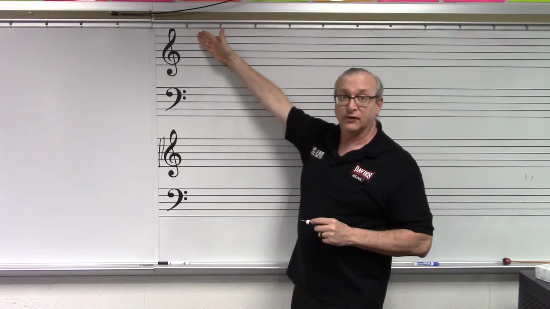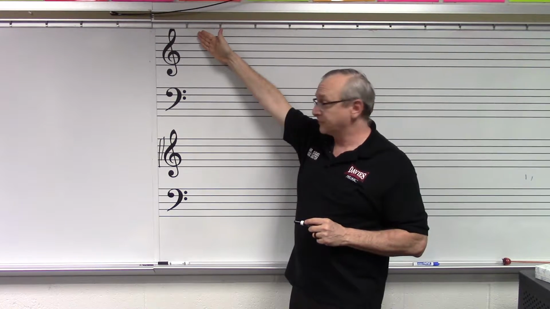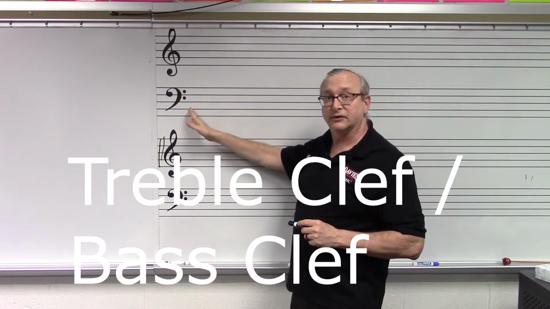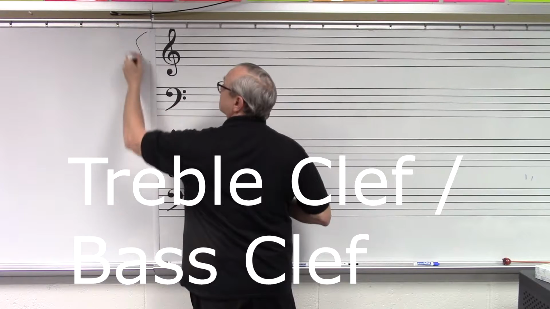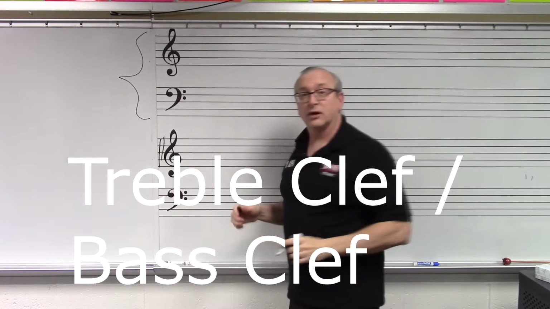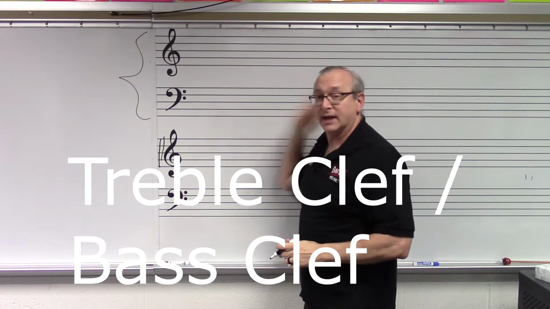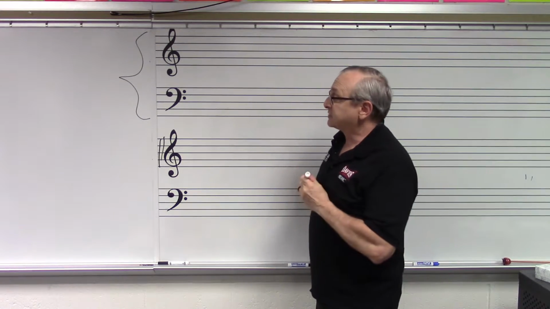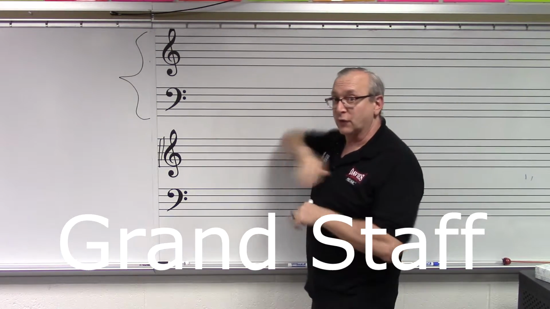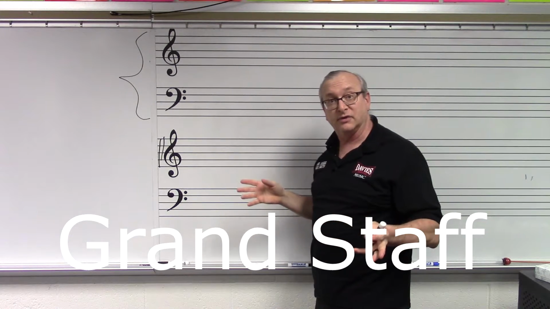Our first symbol is our treble clef. The lower symbol here is the bass clef. Together, they are referred to as the grand staff. And that encompasses the space for all the notes for all musical instruments and the human voice.